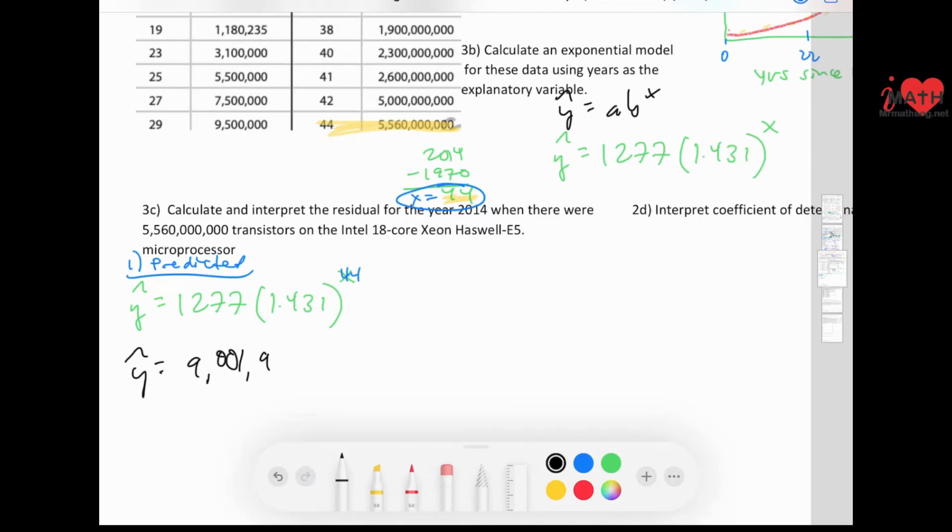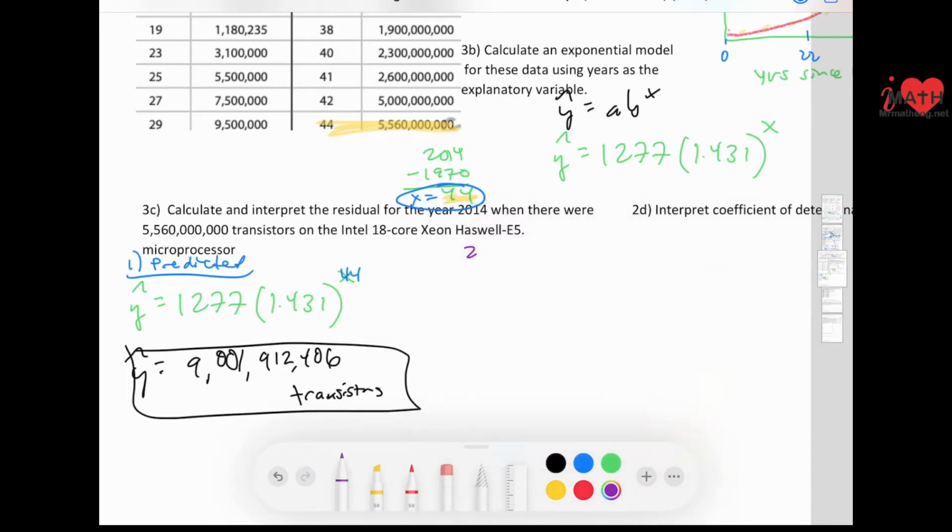Thousands, millions, billion, trillion. So that's 9 trillion, 1 billion, 912,406 transistors. This is our predicted. Okay, so we need to get the residual, and that's just the actual minus the predicted.